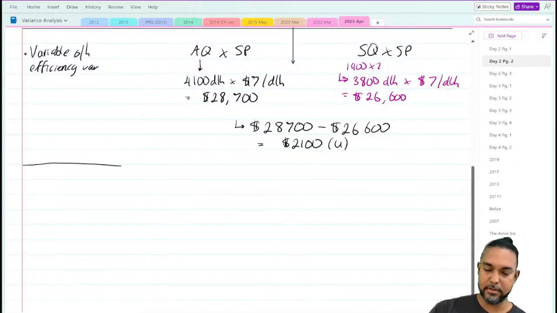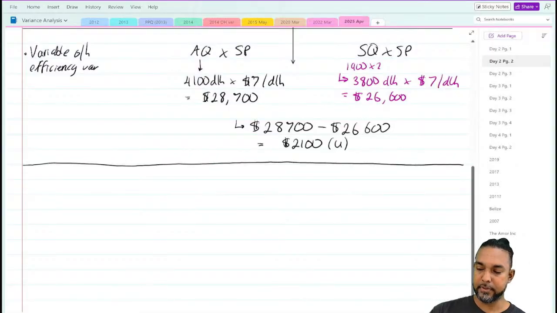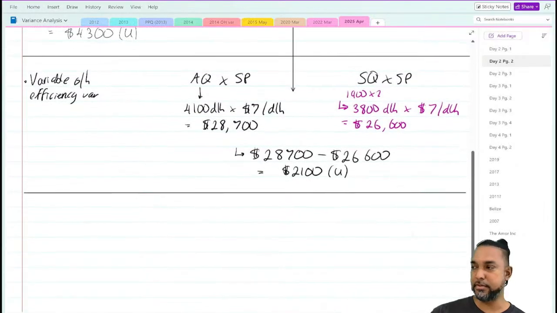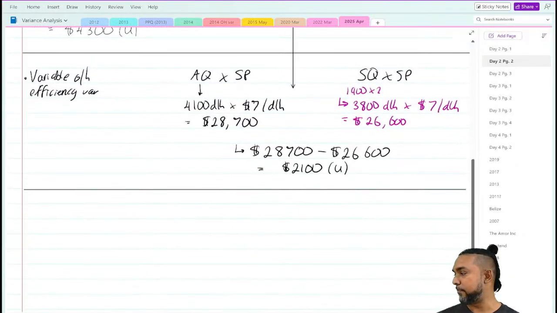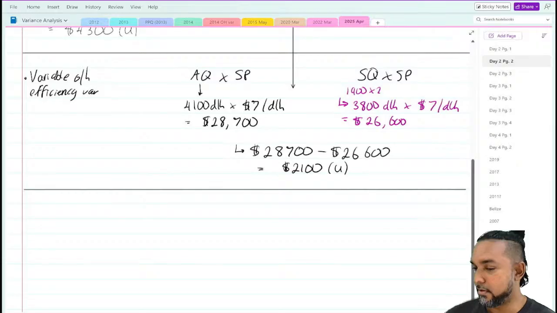Okay, let's put a next line there. Right. So now what we're going to do is the third variance, and the third variance is the fixed overhead volume variance, right? Okay.